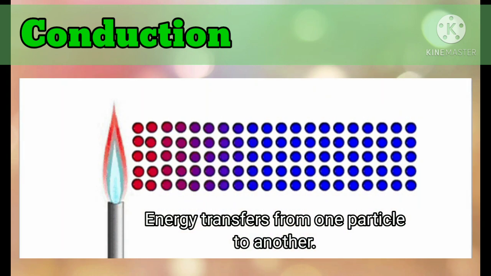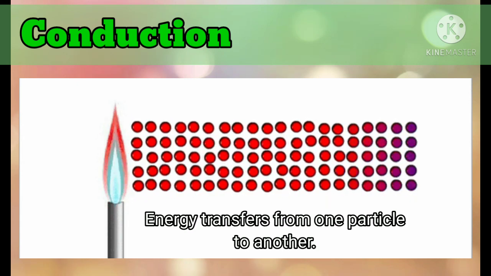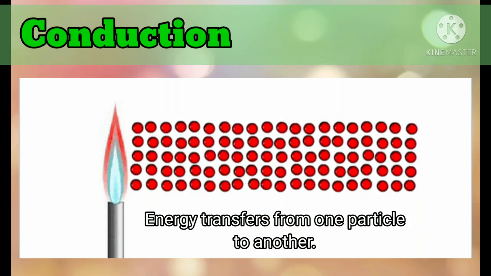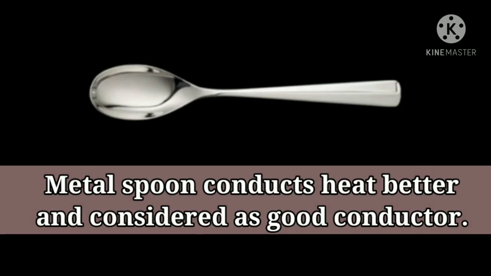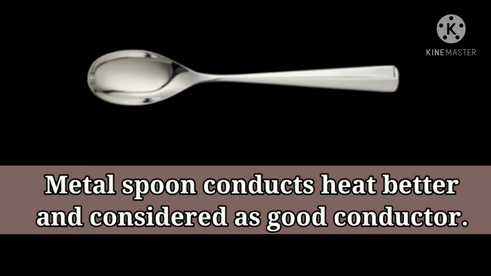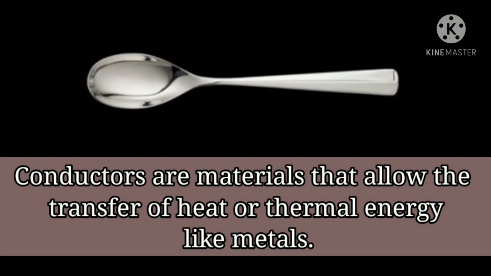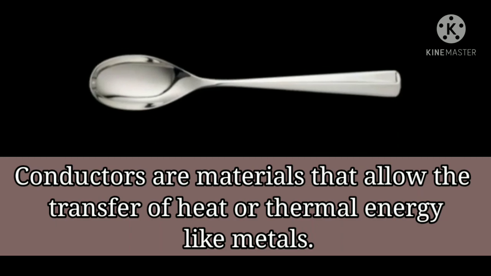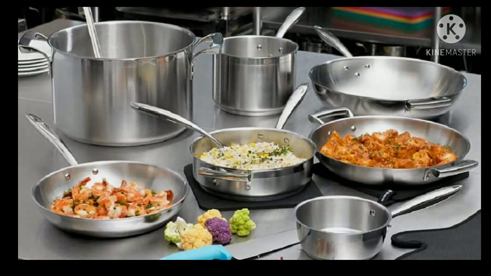The energy from the flame causes the particles within the spoon to vibrate, transferring energy from one particle to another until the entire spoon warms up. The metal spoon conducts heat better and is considered a good conductor. Conductors are materials that allow the transfer of heat or thermal energy, like metals. That's why most of our cooking wares are made up of metals.